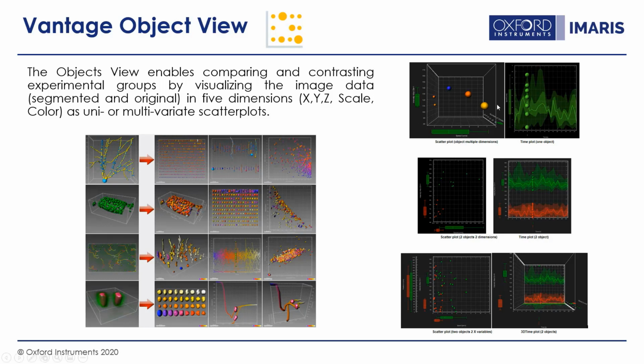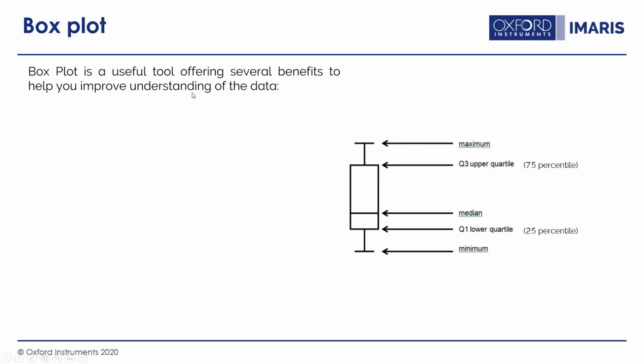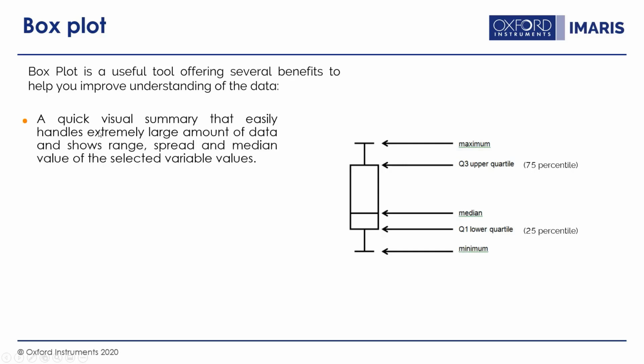So on the right-hand side, you see some of those analytical plots as well, either for fixed data set or for time series. And you will see as well that there are box plots next to the frames. So a box plot is useful to understand actually the data. So it's a quick visual summary that easily handles extremely large amount of data and shows range, spread, and median value of the selected variable values.